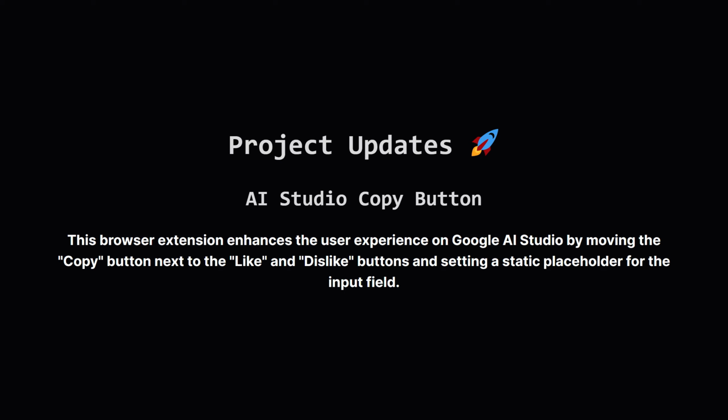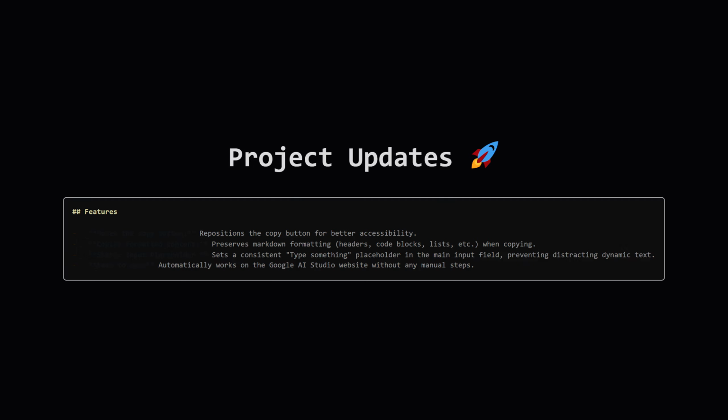Next, I spent some time on another browser extension, this one for enhancing the Google AI Studio interface. I pushed a fix and updated the documentation to reflect the latest changes. The main goal of this extension is to improve the user experience with small but impactful tweaks, like making the copy button more accessible and preserving markdown formatting when you copy a response.